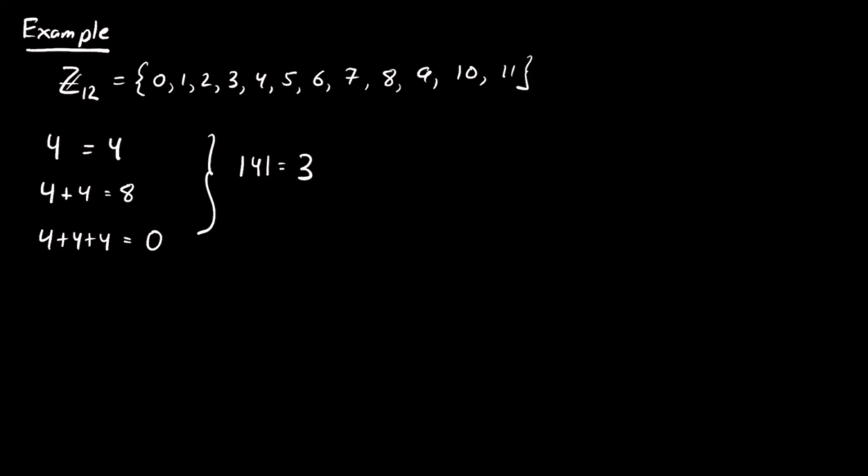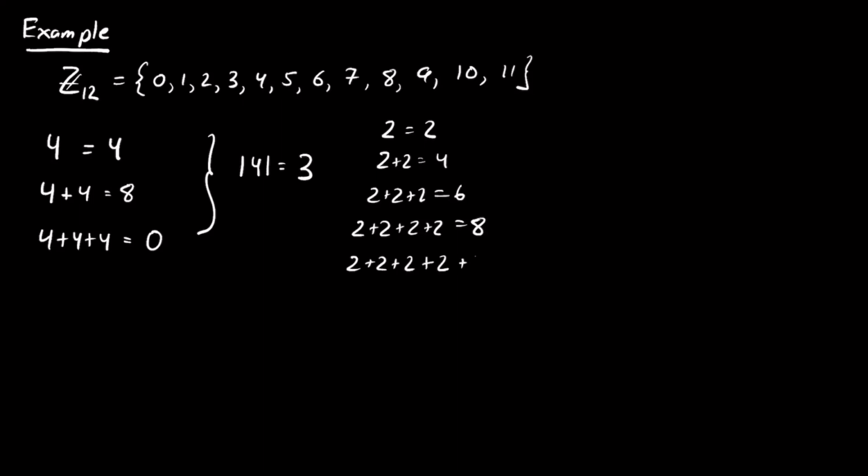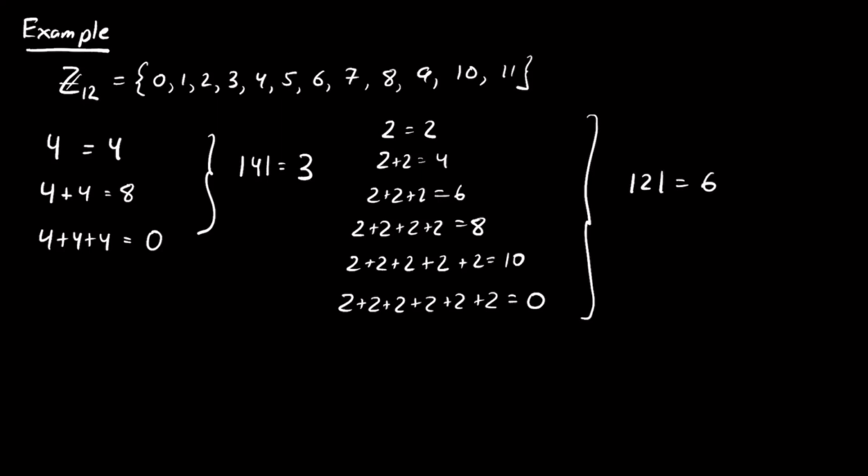I can repeat the same process for 2. I could say, okay, 2 is equal to 2. 2 plus 2 is equal to 4. 2 plus 2 plus 2 is equal to 6. I'm still not at the identity. 2 plus 2 plus 2 plus 2, that's equal to 8. That's not the identity. 2 plus 2 plus 2 plus 2 plus 2, that's equal to 10. That's not the identity. And then finally, if I combine 6 2s with one another, now I get the identity. So the one thing that I notice is how many 2s do I need to combine with one another to get the identity? I have to combine 6 of them, so the order of 2 is equal to 6.